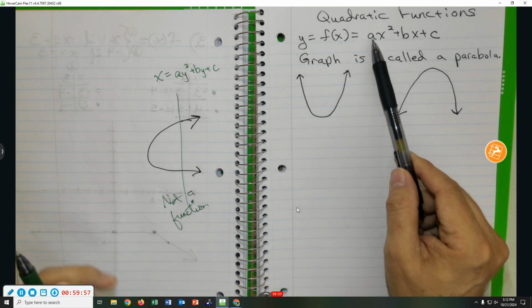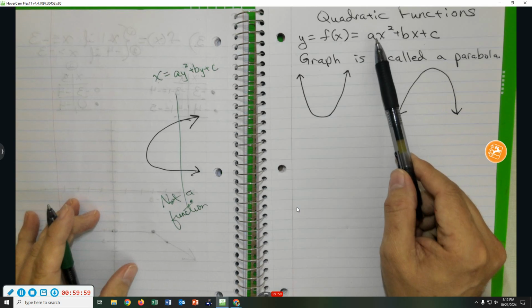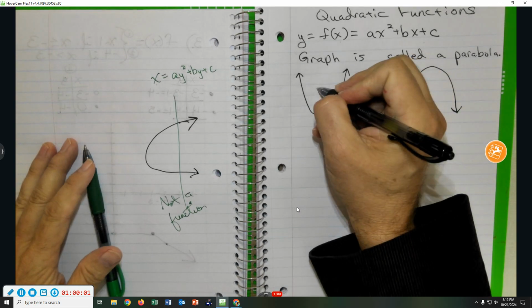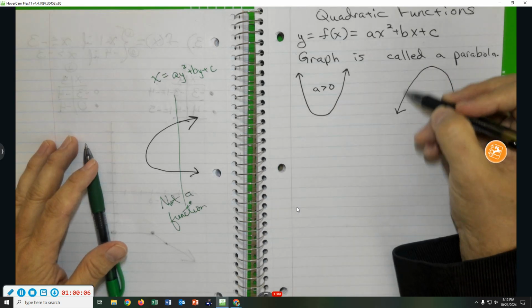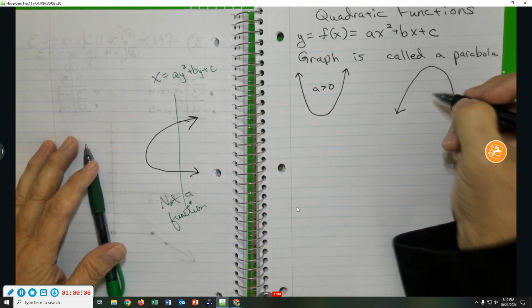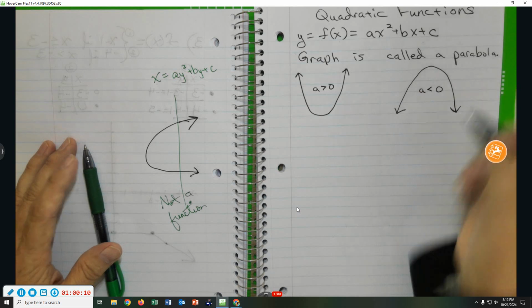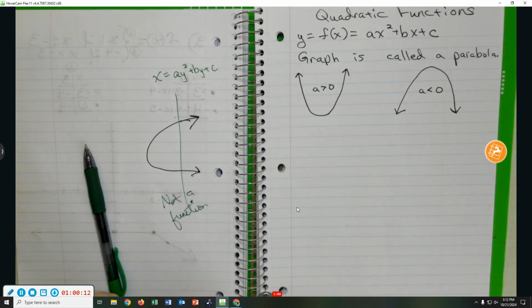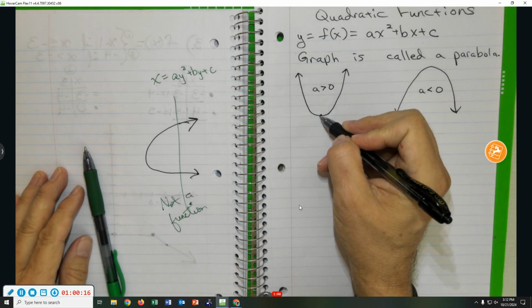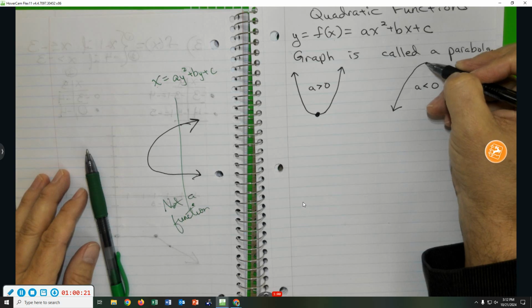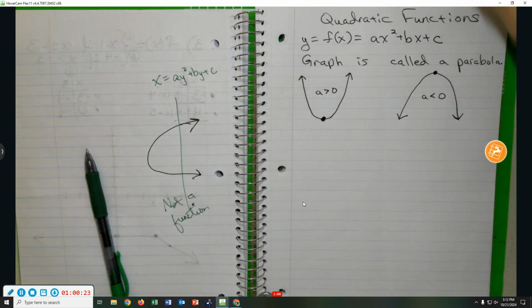If the leading coefficient is positive, if a is positive, you expect the parabola to open upward. If a is negative, you expect the parabola to open downward. The point at which the graph changes direction is called the vertex. There and there.